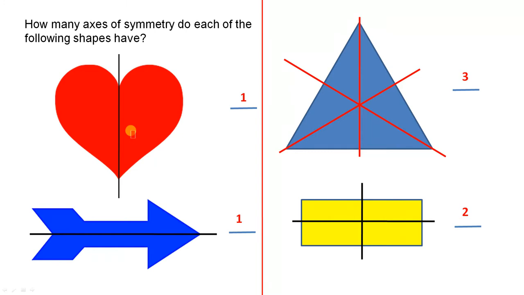So the heart has 1. This arrow has 1. This triangle, with all sides equal, has 3. And this rectangle has 2 axes of symmetry.